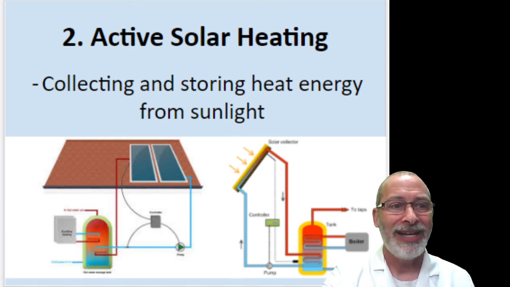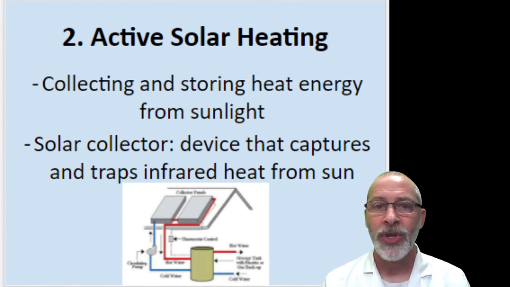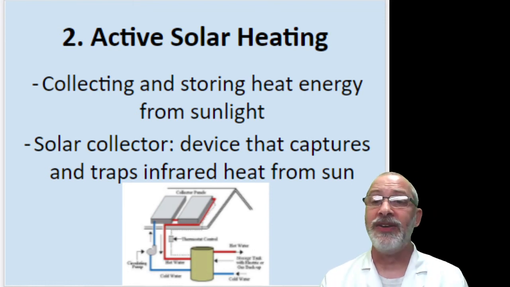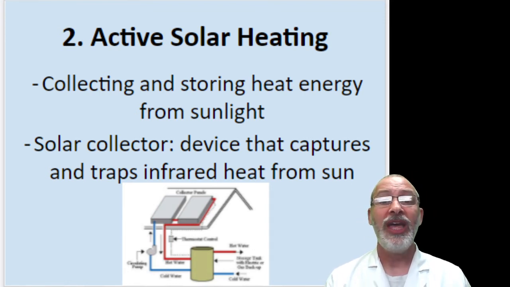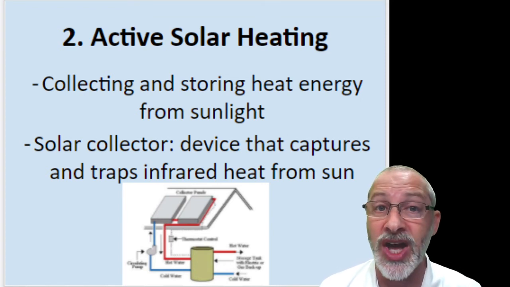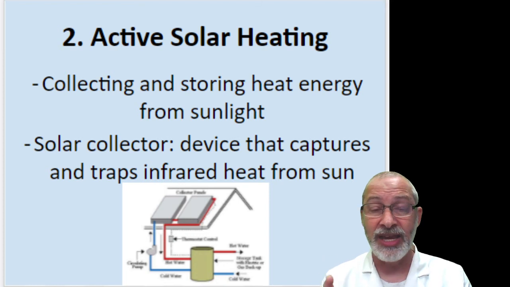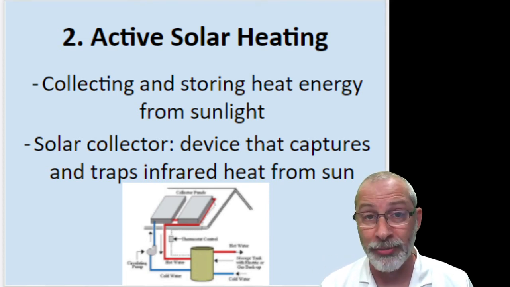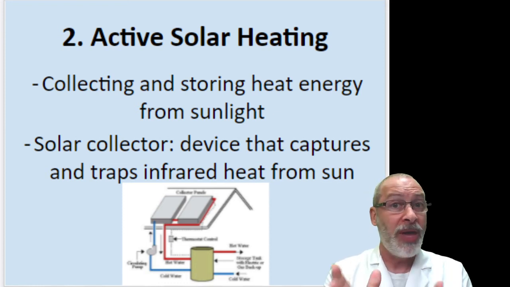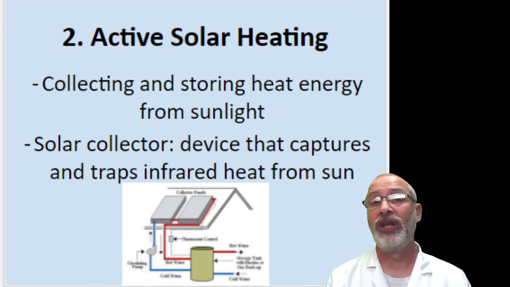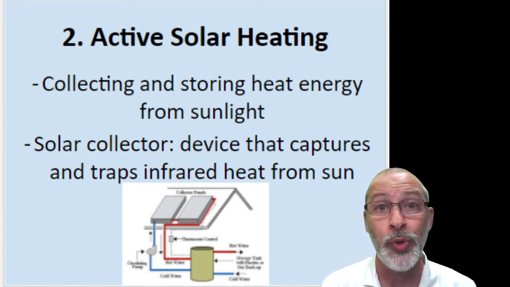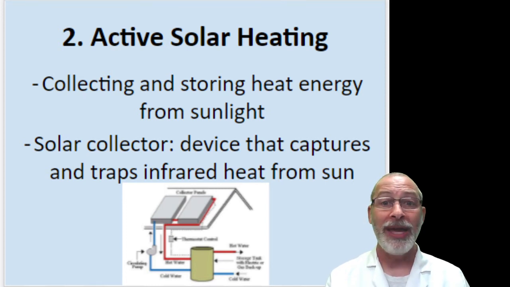Again, active solar heating utilizes a solar collector, a device that captures and traps the infrared heat from the sun. Again, unlike a photovoltaic cell, which we'll get to tomorrow, you may see units like this on the roofs of houses. Maybe some of you even have solar collectors on your houses, or maybe some of you have a solar collector for your swimming pool. It works the same way.